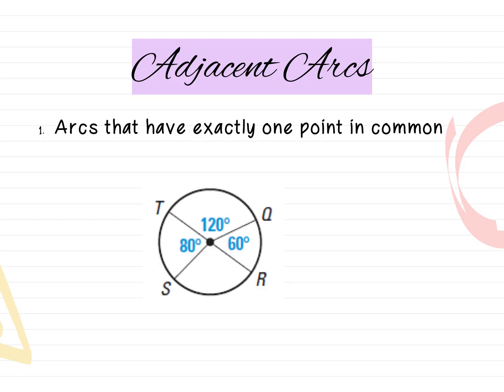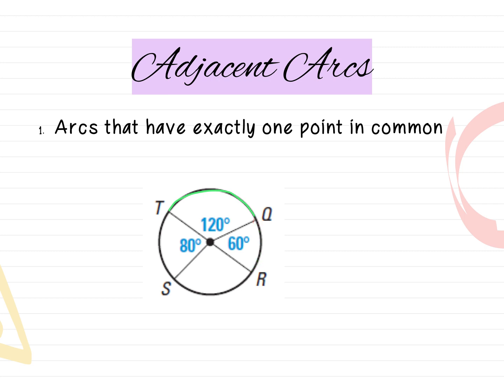So somebody says, well, what are adjacent arcs? Well, adjacent arcs are arcs that are next to each other that share exactly one arc point. So for example, notice here's arc TQ and here's arc QR, and notice that those two arcs touch in one spot at point Q. So those would be adjacent arcs.